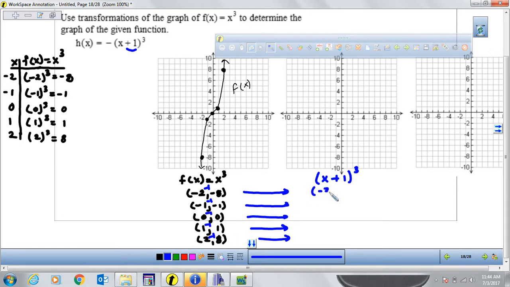So then it's going to give me -3, -8. Then the next one is -1 minus 1, which is -2, -1. Then -1, 0. Then 0, 1. And then 1, 8. So these are the points for this second transformation. So we have -3, -8, it's going to be down here. -2, -1. Then -1, 0. Then 0, 1. And 1, 8. And this is my first transformation.